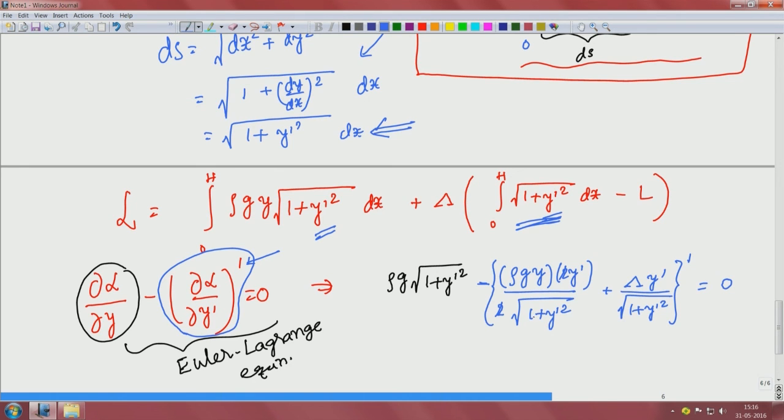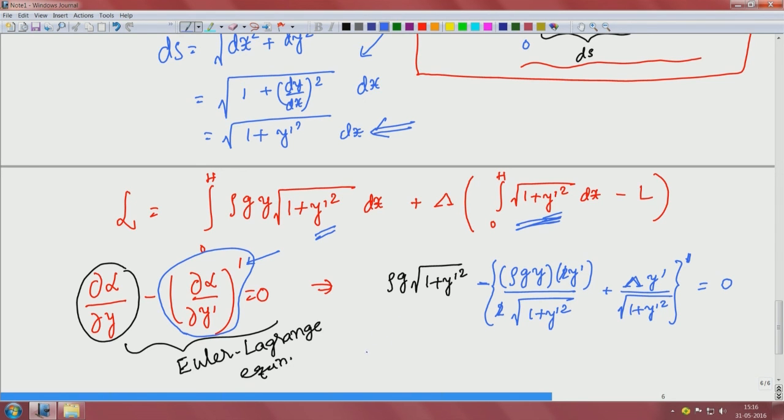Now, you have 1 plus y prime square, it goes, but then there is a prime, right. We have to do this. Basically, we have a differential equation with which we can solve for the chain shape. In fact, when you solve this, you still do not know this lambda, right. How do you find the lambda? For that, we have the constraint.